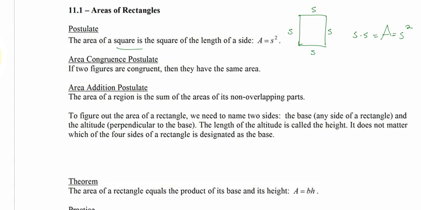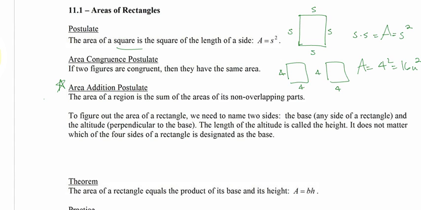There's an area congruence postulate discussed in this section, which says if two figures are congruent, then they have the same area. And I think that makes sense if you know that a square has a side length of 4. Both of them will have an area of 16 units squared.